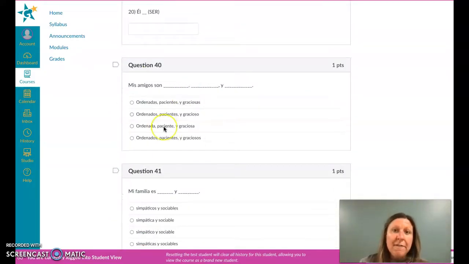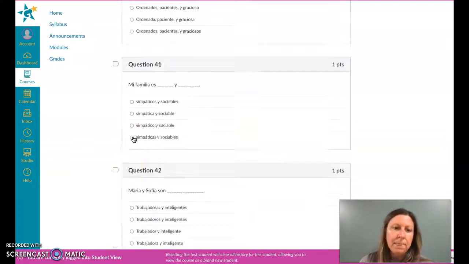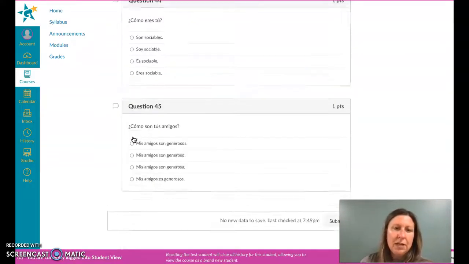So the next ones have to do with adjectives, and I'll review on adjectives about how everything has to match. So we have mis amigos son. You need to select the best answer. So mis amigos is plural as well as masculine. So right away this first one with ordenadas is out because this is feminine. This one here, ordenados would work, pacientes would work, but not gracioso. So you need 3 adjectives that would match who it's talking about. And that's how the remaining questions here go.